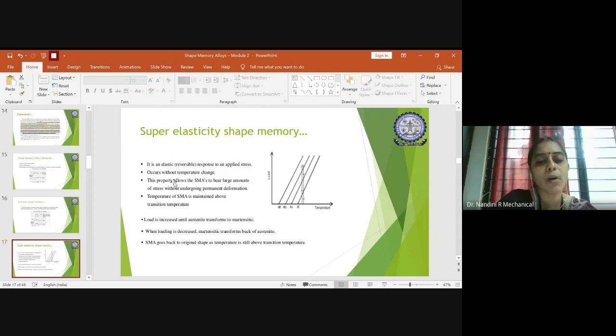And next, this property always allows our shape memory alloy to bear a large amount of stress without undergoing permanent deformation. This is very important. Of all the materials available in today's world, 90% do not have the capacity to bear stress to an unlimited value. It can bear any amount of stress, and even though it bears so much stress, it does not undergo permanent deformation. Why? It does not have the plasticity nature at all. It has superelasticity capability in it.